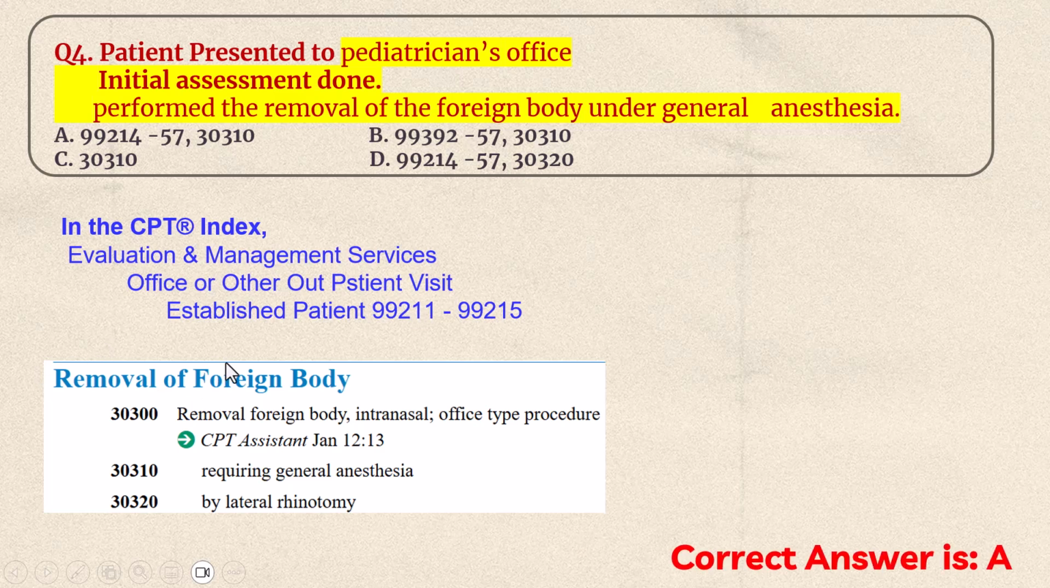Again, you can find the code removal foreign body intranasal office type procedure, and 3310 requiring general anesthesia. So this 3310 is the suitable code. So the answer is A.